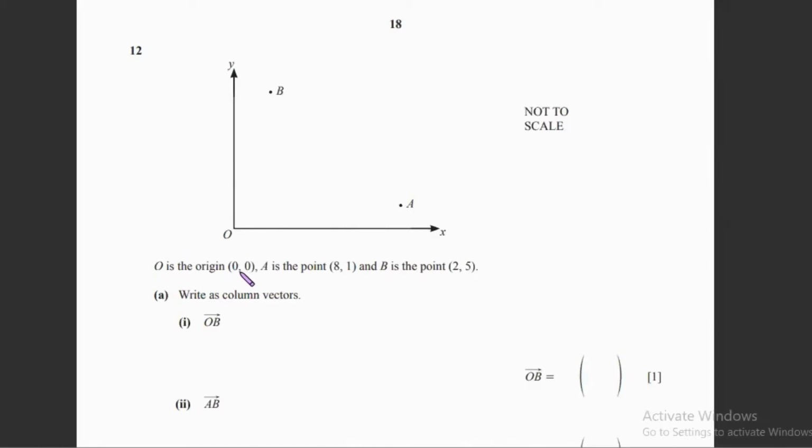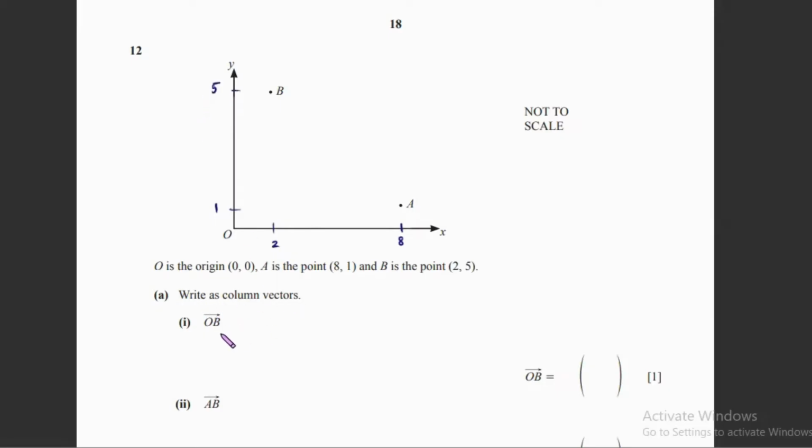O is the origin 0, 0. A is the point 8, 1. And B is the point 2, 5. The coordinates of point A and B are given, so I will mark the points here. Coordinate A is 8, 1, which means the x value is 8 and the y value is 1. And point B is 2 and 5. So the x value is 2 and the value of y is 5.